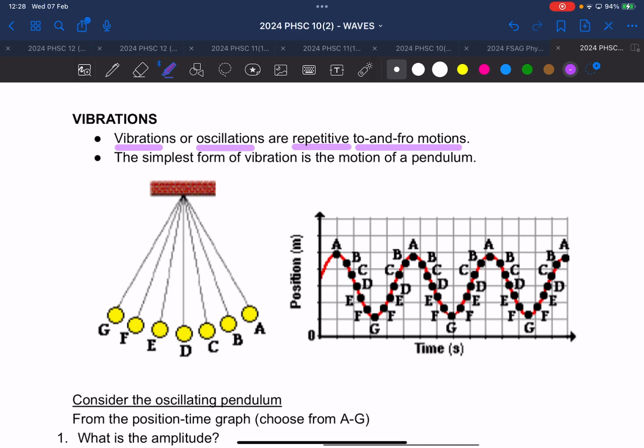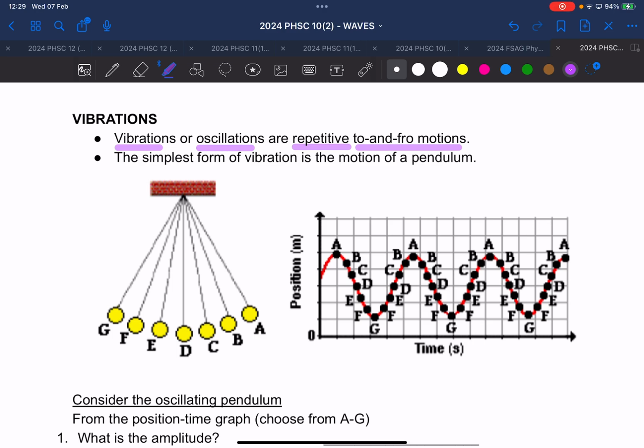So if I have this here, and we go back and forth and back and forth and back and forth. This is a to and fro motion. This is called a vibration or oscillation. When you go back and forth, oscillation. And the thing that we have here is a pendulum.